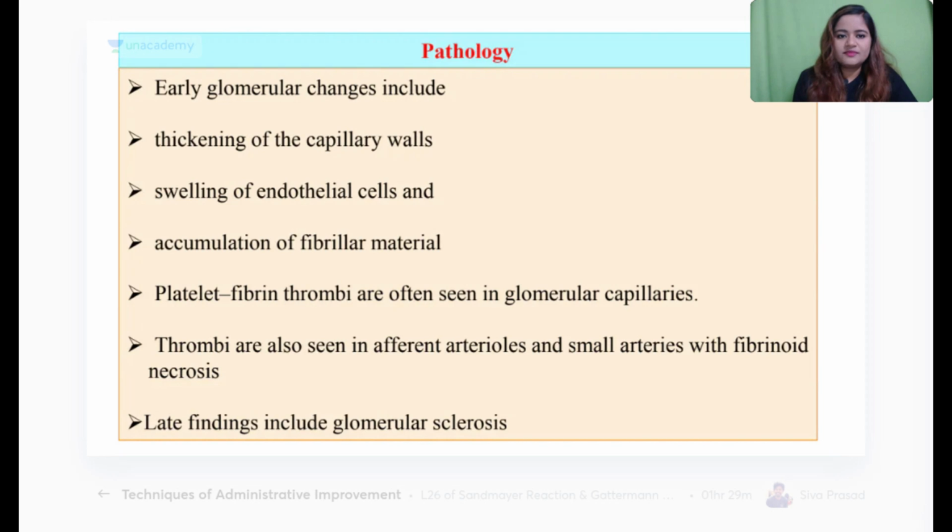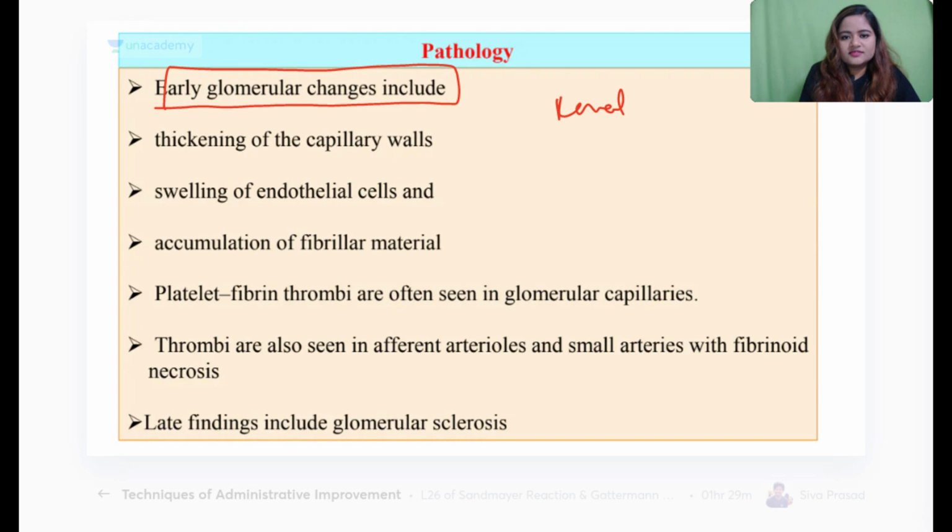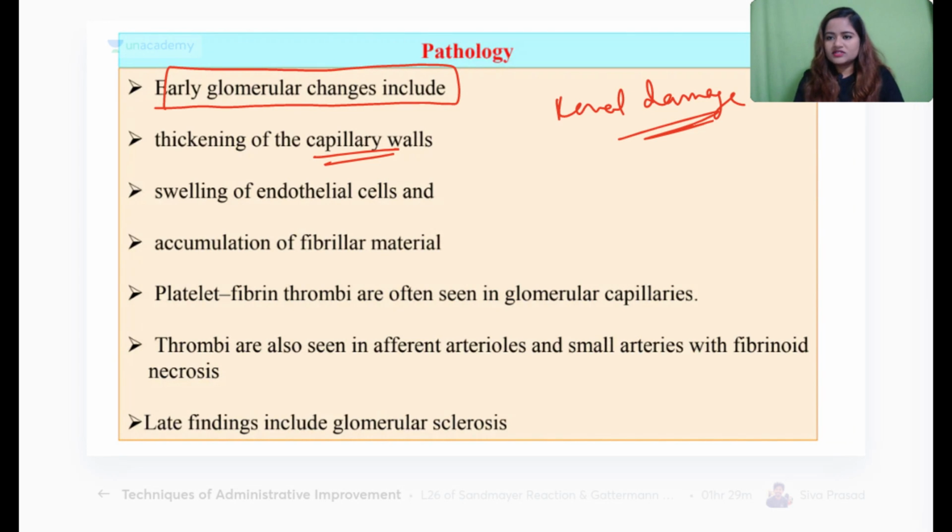Now coming to the pathology part, what happens? It is a hemolytic uremic syndrome. ठीक है, so सबसे पहले renal damage तो होना ही होना है. So what is going to happen? Early glomerular changes are going to occur. So renal damage के terms में, renal damage के वजह से क्या होगा? There is going to be thickening of the capillary walls. So capillary wall के thickening के वजह से the endothelial cells, जितने भी cells हैं हमारे, उनकी swelling हो जाएंगी.